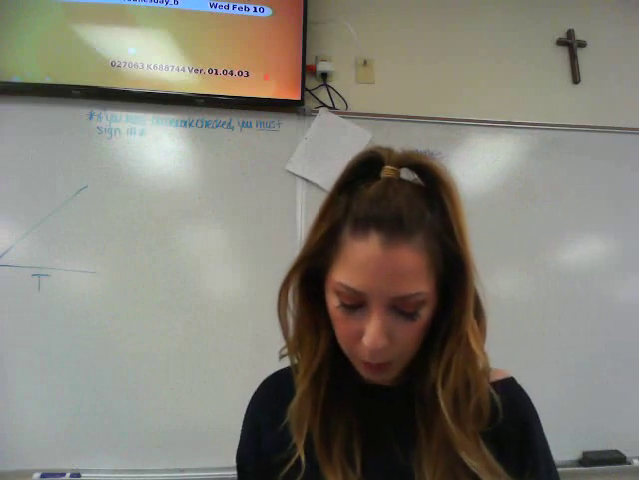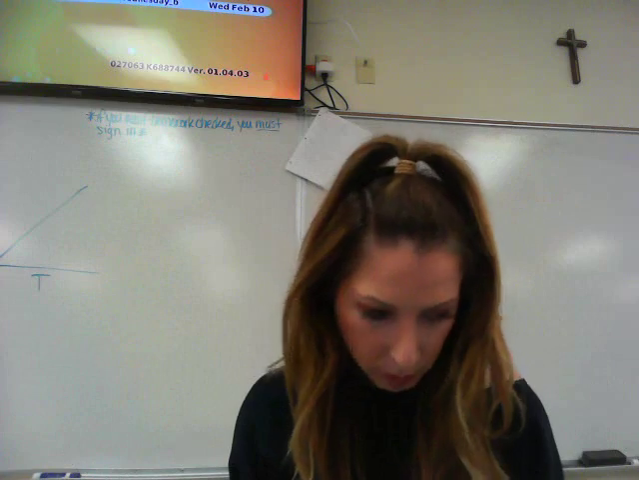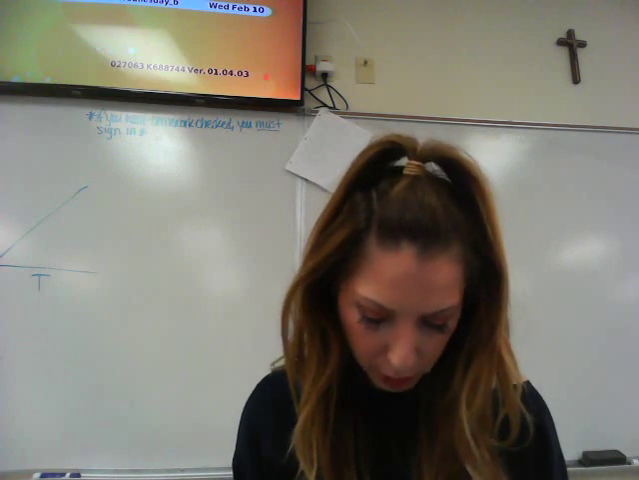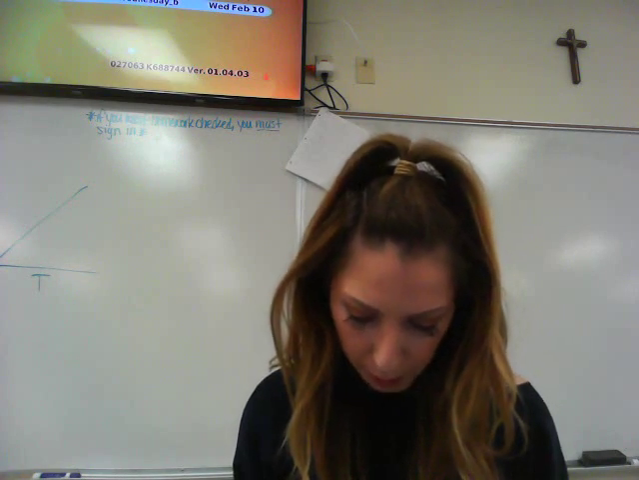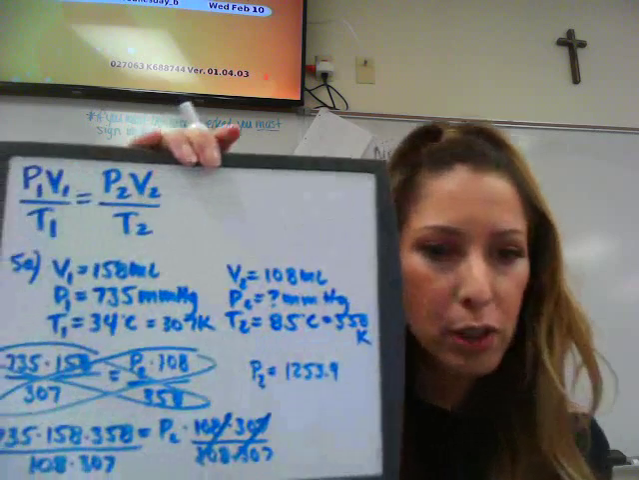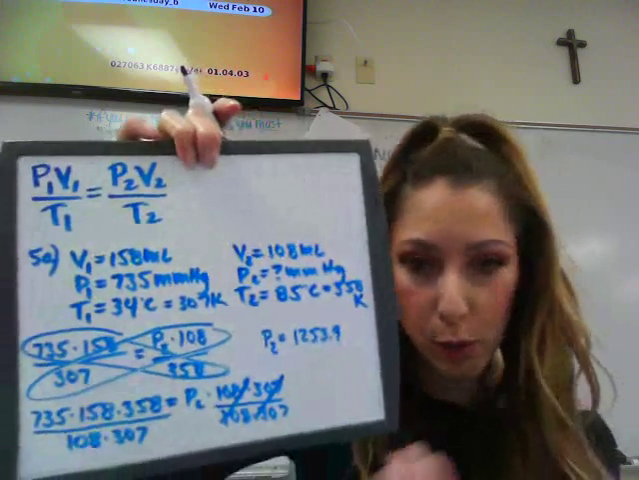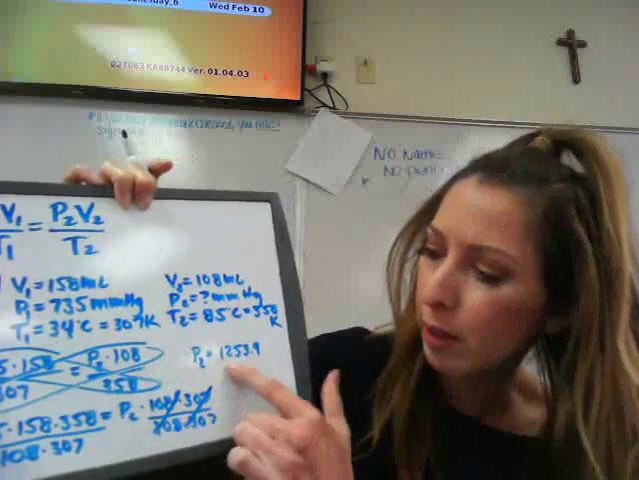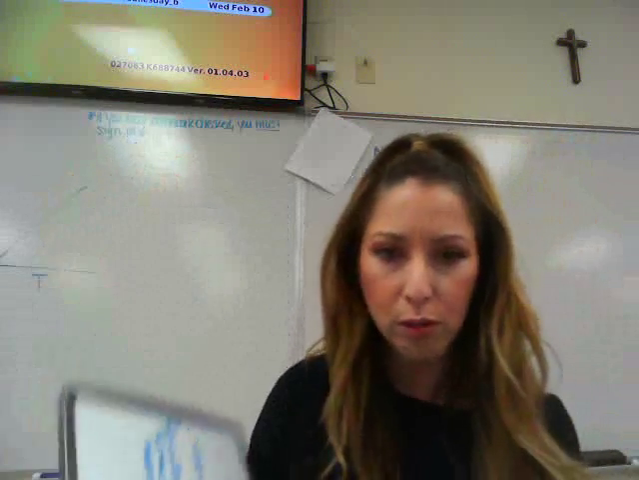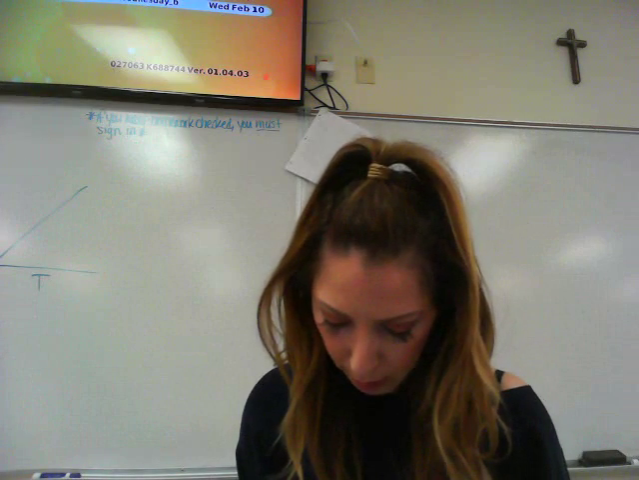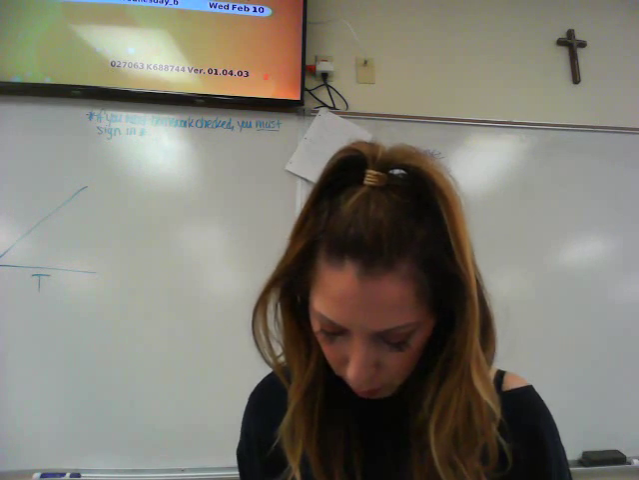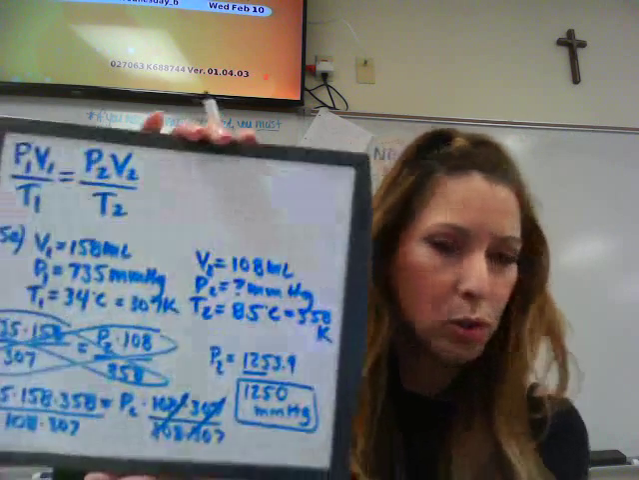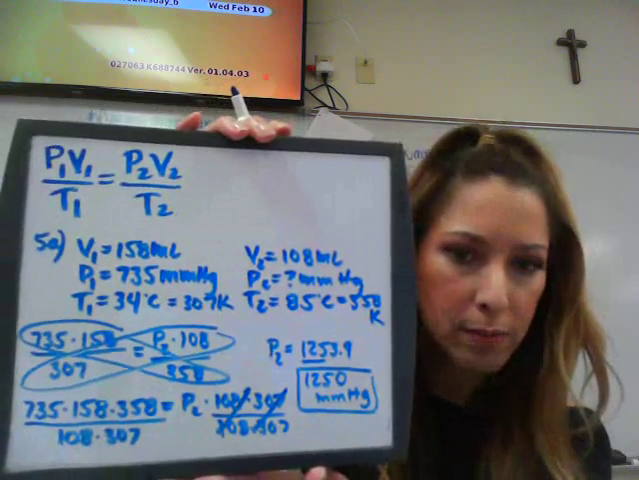Okay, so for P2, I got 1253.9, but since I had three significant figures as being the fewest sig figs in any number that I had in my original problem, I want to take this and round it off. So I'm going to underline the 125. Since after the 5 is the 3, you want to round it down to a 0. So 1250 millimeters of mercury is your final answer.